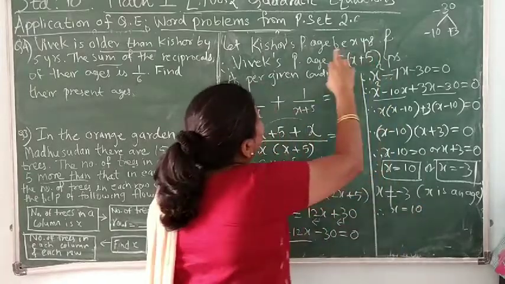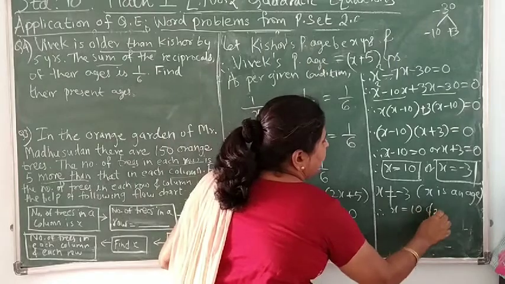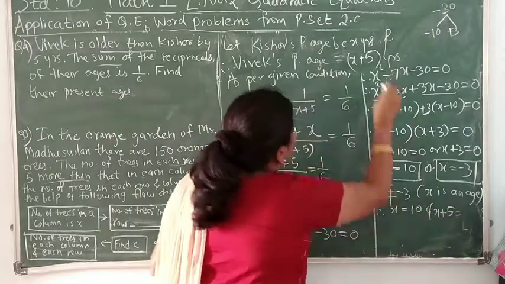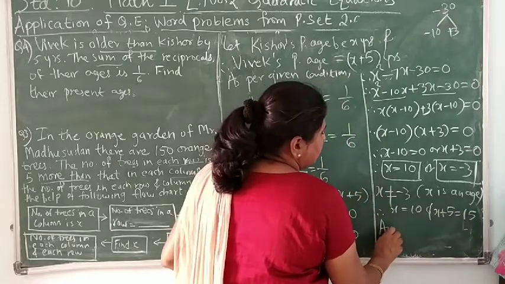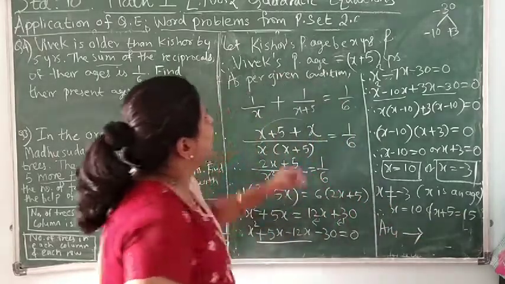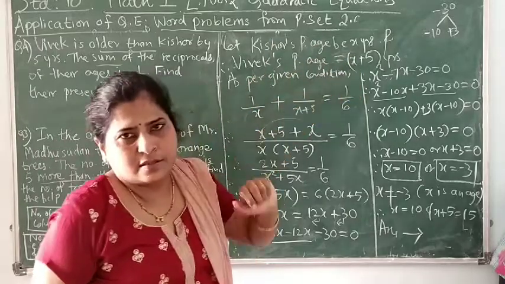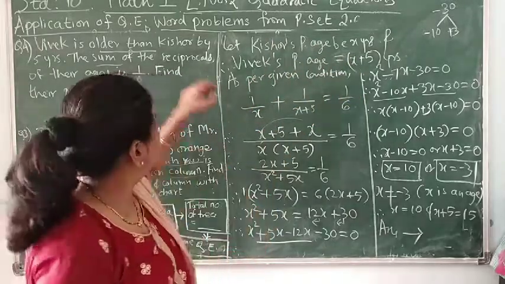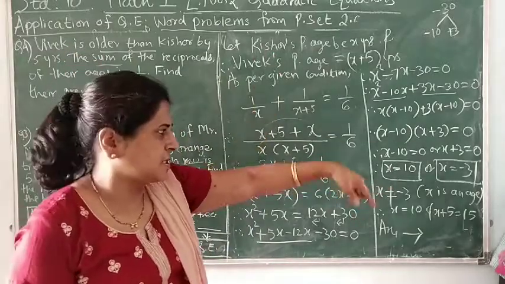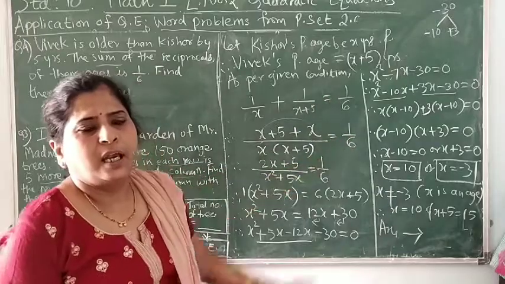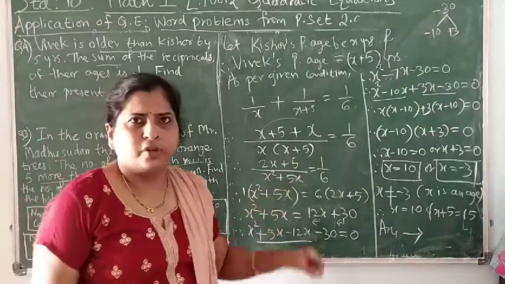That is Kishore. Who is this x? Kishore's age is x. And what is x plus 5? x plus 5 is going to be 10 plus 5, that is 15. So you can write your answer that Kishore's age is 10 years and Vivek's age is 15 years. You can write it separately, or as Vivek is given first, you can write Vivek's age first and then Kishore's age. And like this you can conclude your answer by writing it in words.